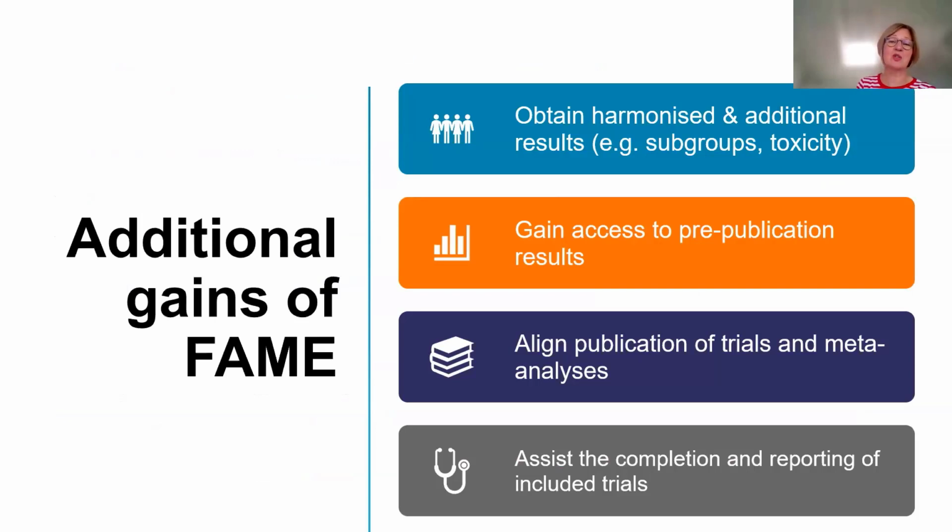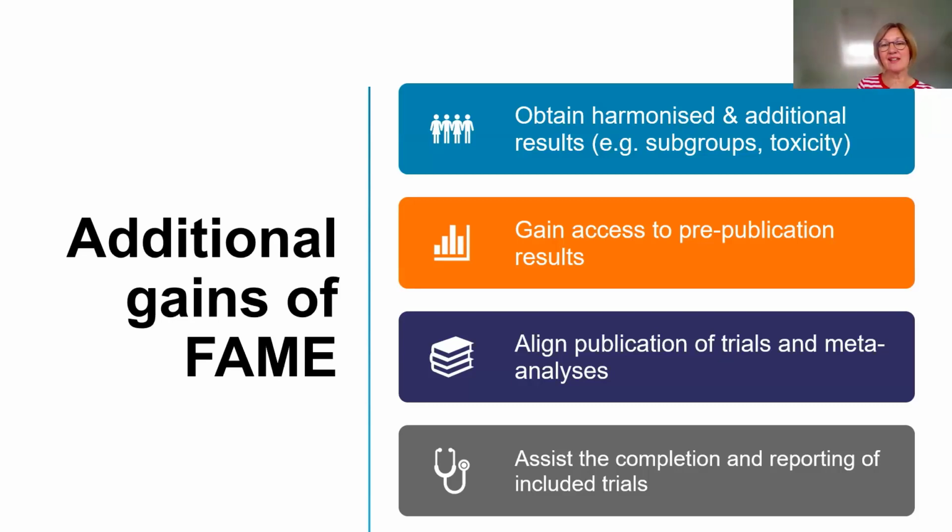So as well as our initial plan to have timely and reliable meta-analysis, you can see that there were additional gains that we managed to pick up along the way. You know, we requested harmonized data, we requested subgroup data and toxicity data. So we were actually expanding the amount of data that we were asking for, and that meant that we could do much more with it.